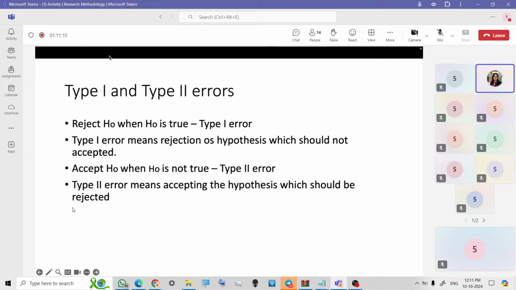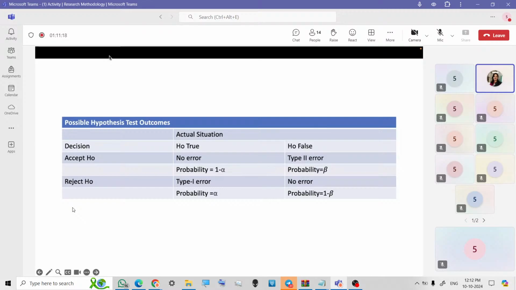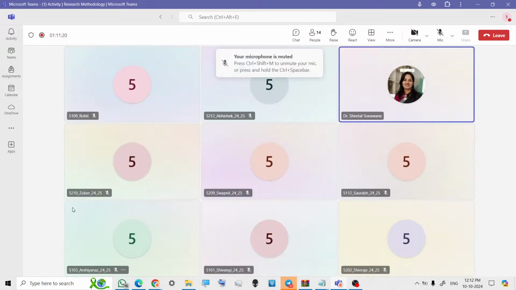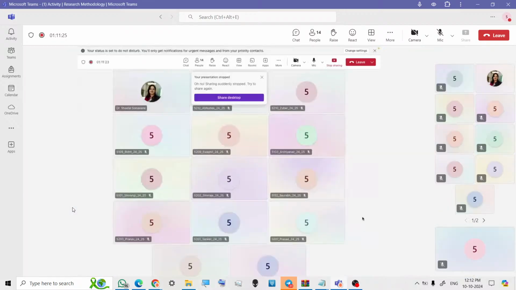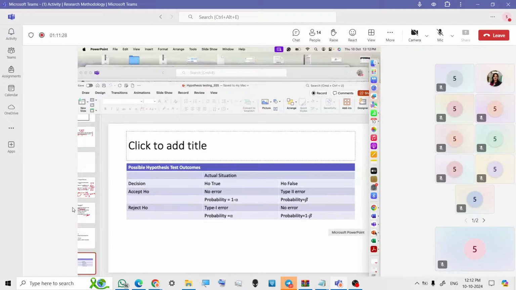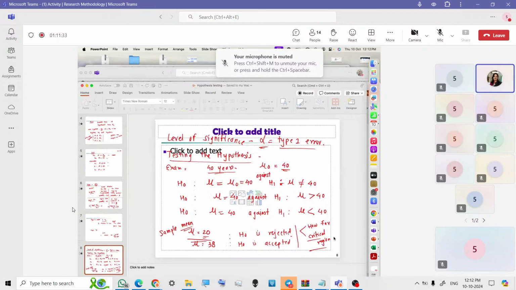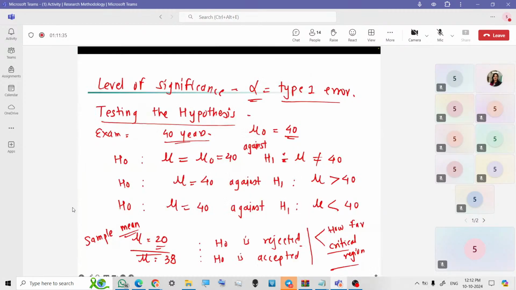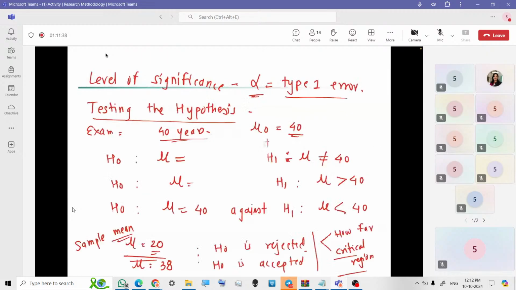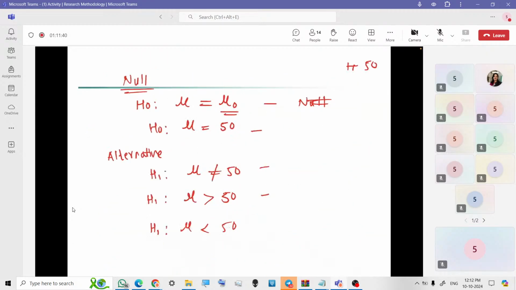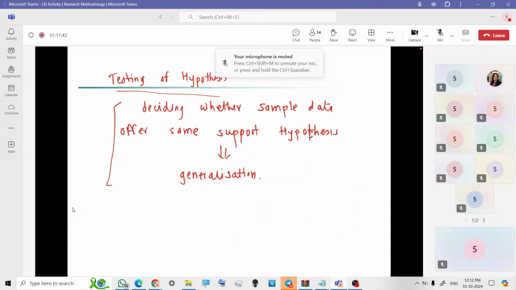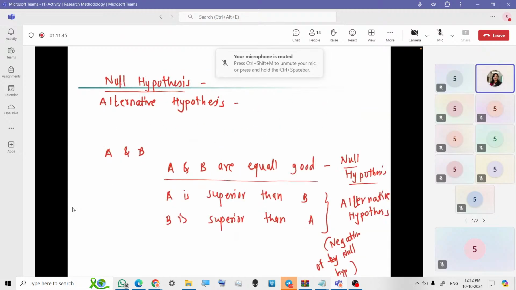So let's work on the second parameter, which says that type 1 and type 2 error. Before going in detail of it, let me take a minute. Yeah, these are few examples which we have.